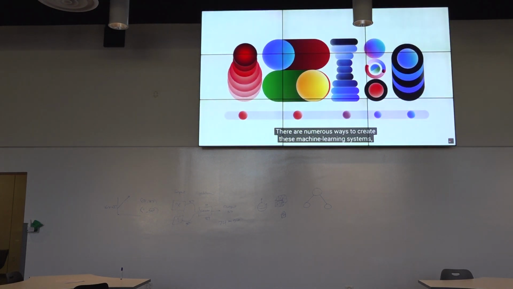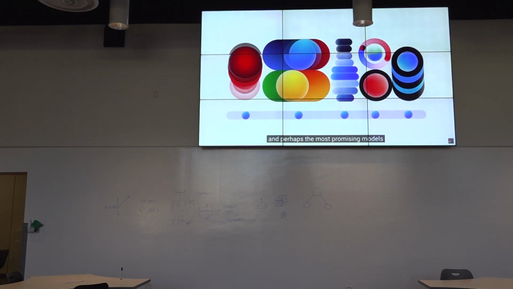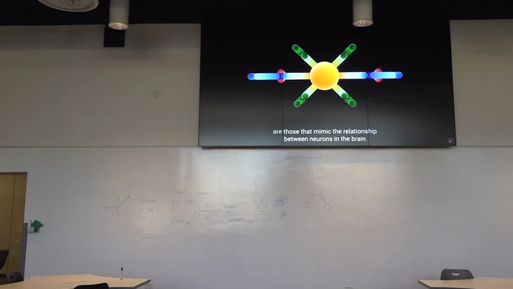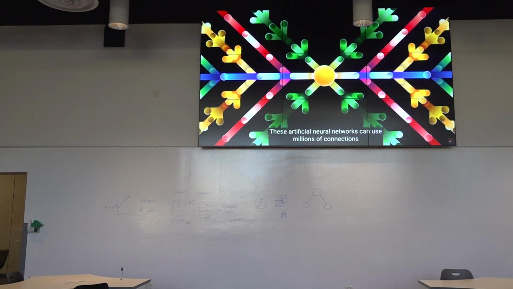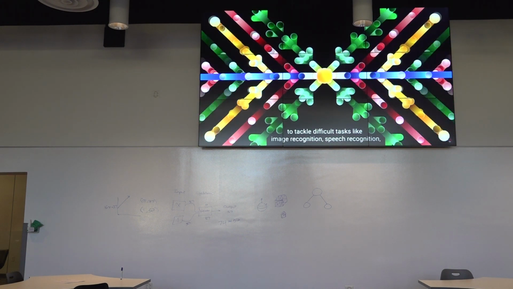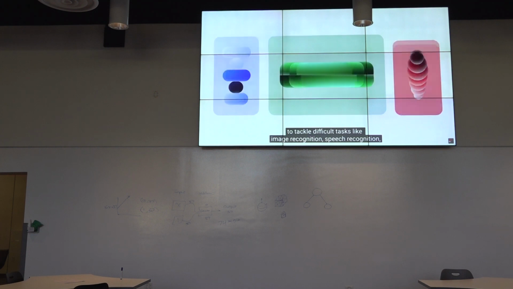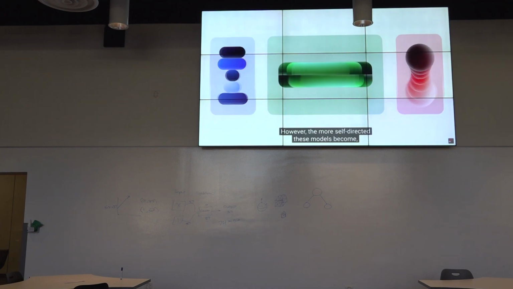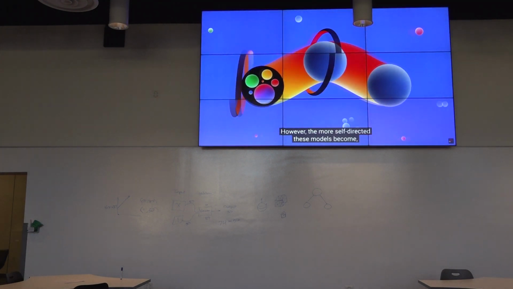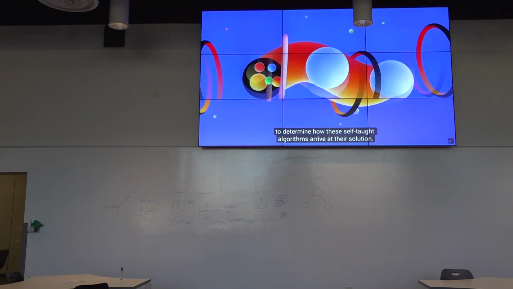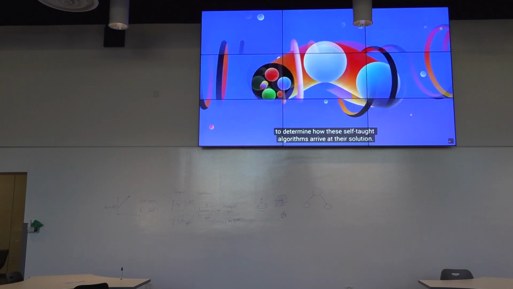There are numerous ways to create these machine learning systems, and perhaps the most promising models are those that mimic the relationship between neurons in the brain. These artificial neural networks can use millions of connections to tackle difficult tasks like image recognition, speech recognition, and even language translation. However, the more self-directed these models become, the harder it is for computer scientists to determine how these self-taught algorithms arrive at their solution.